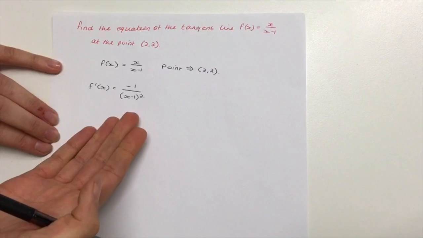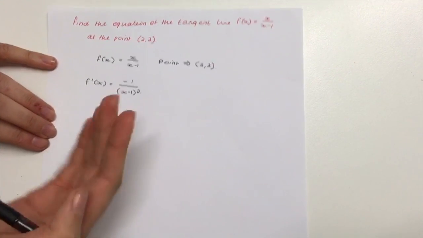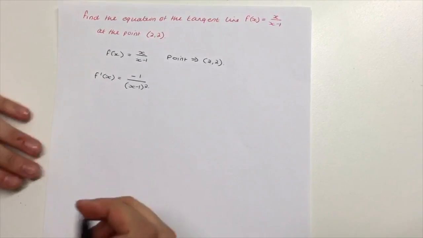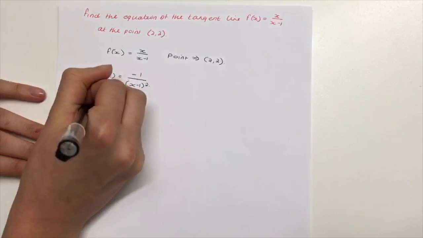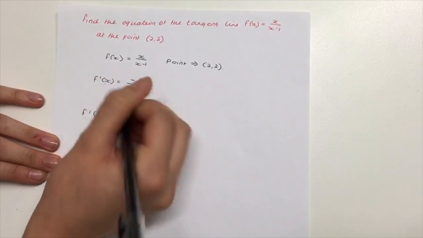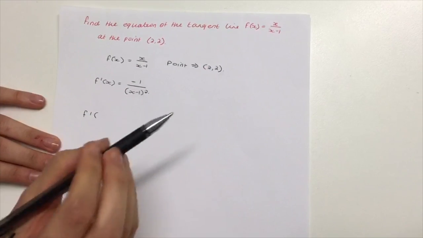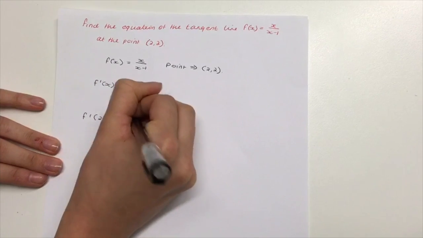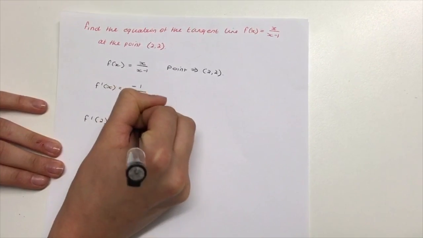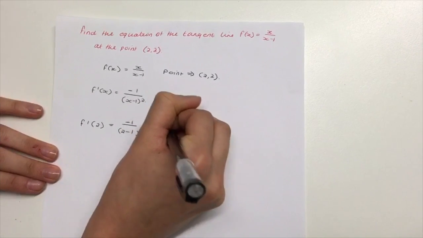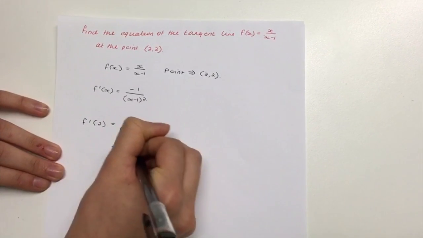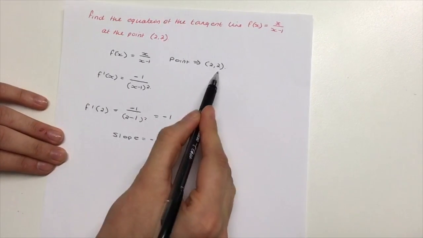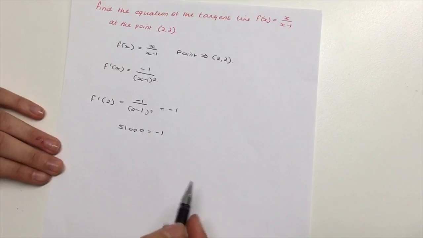Now I found this by using the quotient rule as well as the sum and difference rule. Now, the next step is to substitute x into the derivative in order to find the slope. As you see here, the x value is 2, so let's put that in. Which equals minus 1. Therefore, the slope equals minus 1. Okay, and we do know our y value in this example, so we can skip that step.